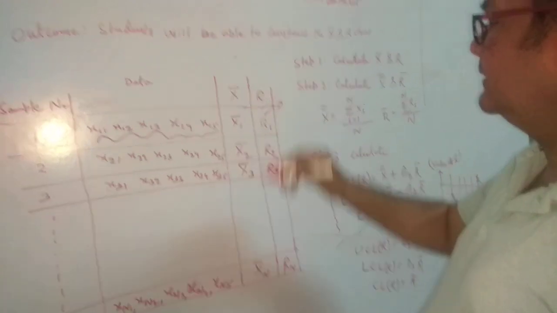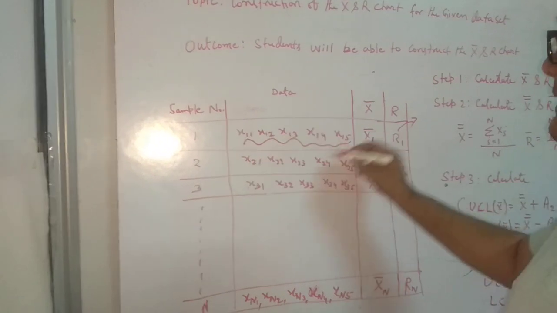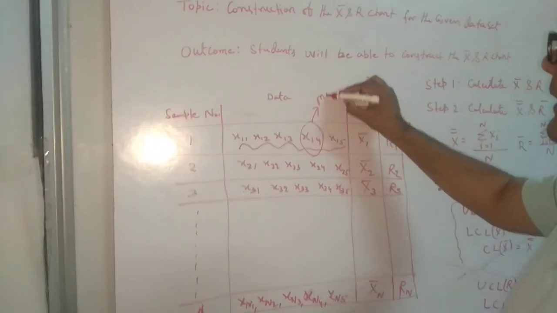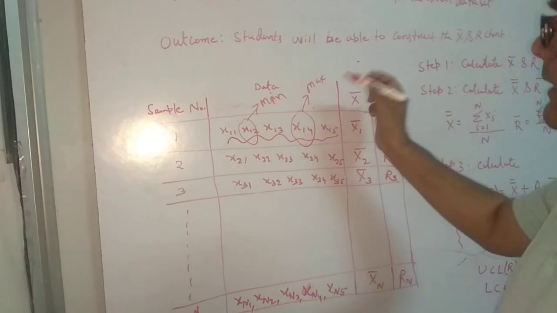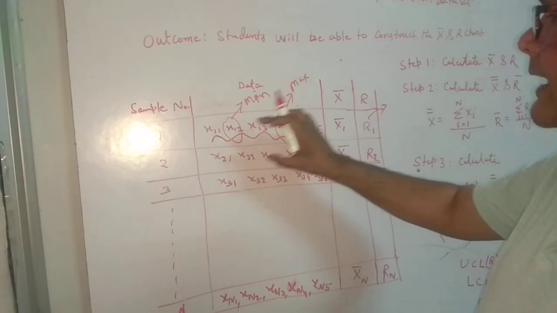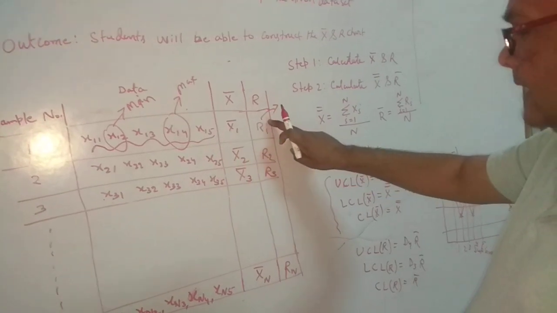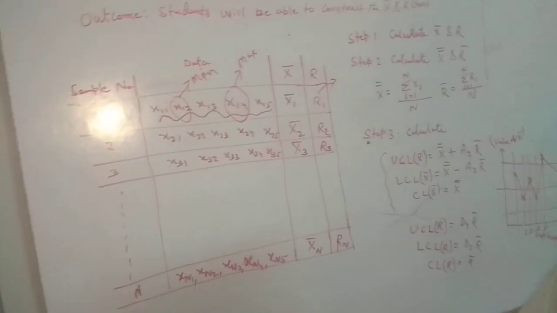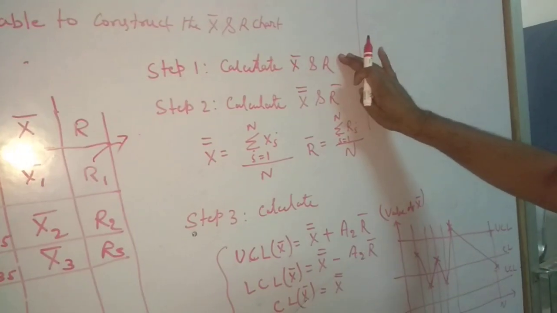And how will R1 be calculated? We will take the maximum minus the minimum of this data. Say this is the maximum data and this is the minimum of the data, then we will subtract: the maximum of the data minus the minimum of the data. In this way, we will calculate X bar and R for all the given n samples. So, in this way, the first step has been completed.